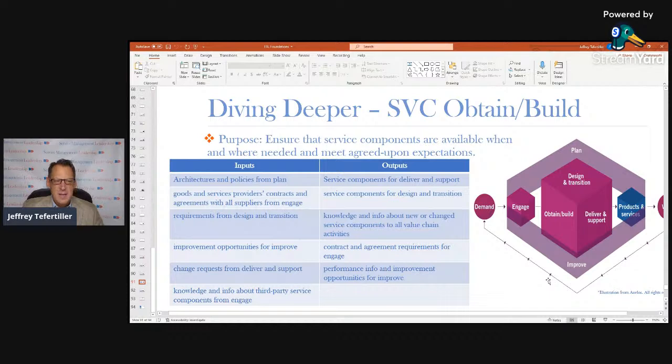Let's look at the fifth one down. You have change requests from deliver and support that now you have to obtain and build so you can put it live. That makes sense, right? And the bottom one, you have knowledge and information about your third-party service providers and your service components from Engage. You have this knowledge from Engage because remember, they're dealing with all the stakeholders that now you have to filter into how you obtain and build.